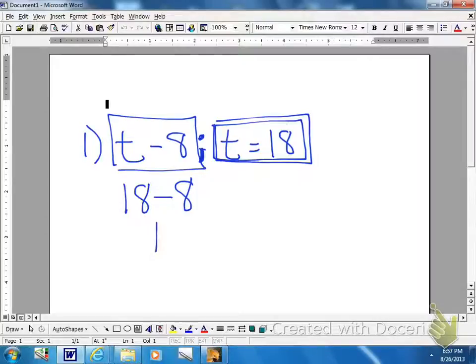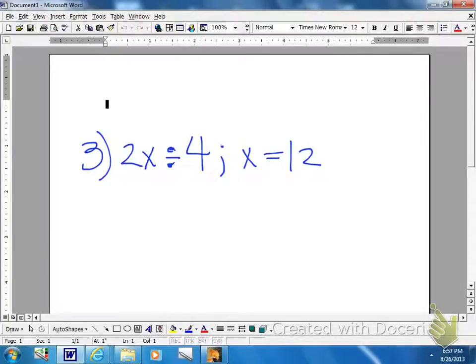18 minus 8 is 10. So t minus 8 in this case, if t equals 18, is 10. Alright, so number 3, pause it and you do this. For 2 times x, now remember, this isn't 2 times divided by 4, no, this is 2 times x divided by 4, and, semicolon, separation, x is 12. Pause it, plug it in, and solve it.